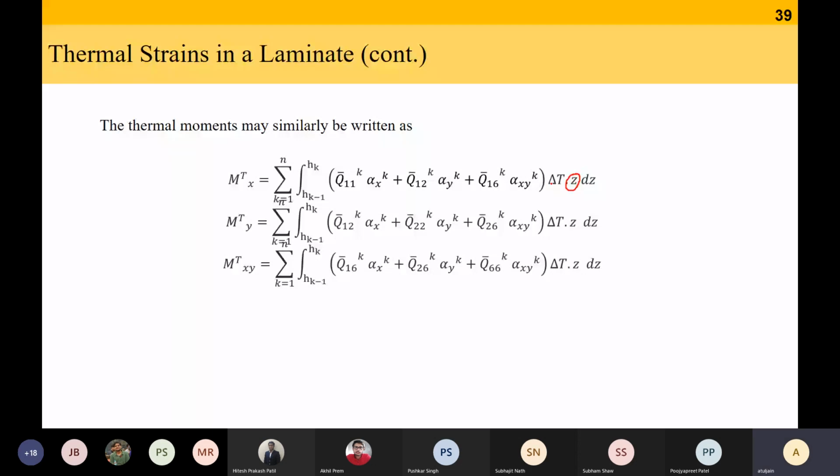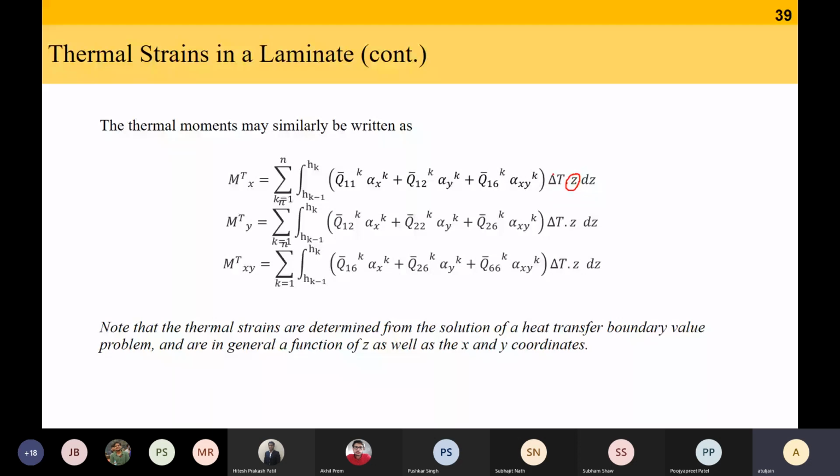An important point to note is that the thermal strains are determined from the solution of a heat transfer boundary value problem, and in general will be a function of z as well as x and y coordinates. It is not going to be only a function of x and y in general. Okay, any questions?